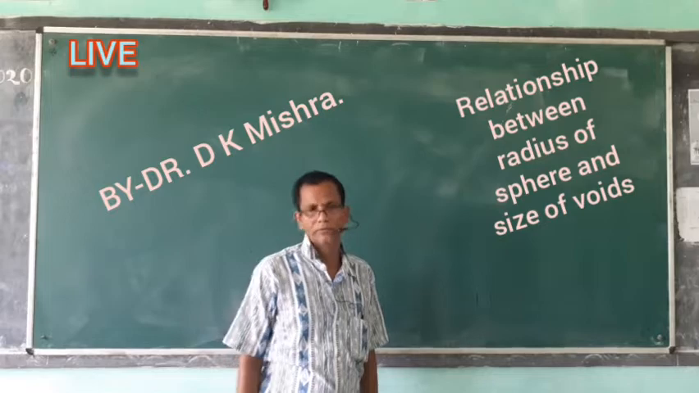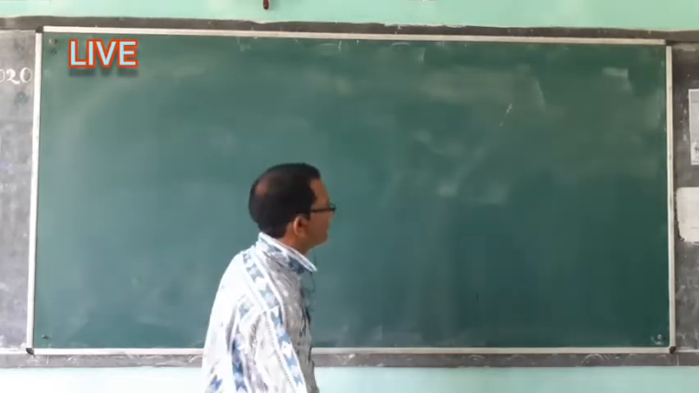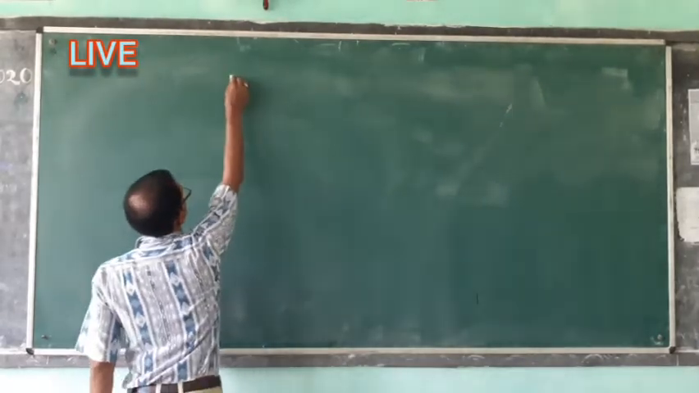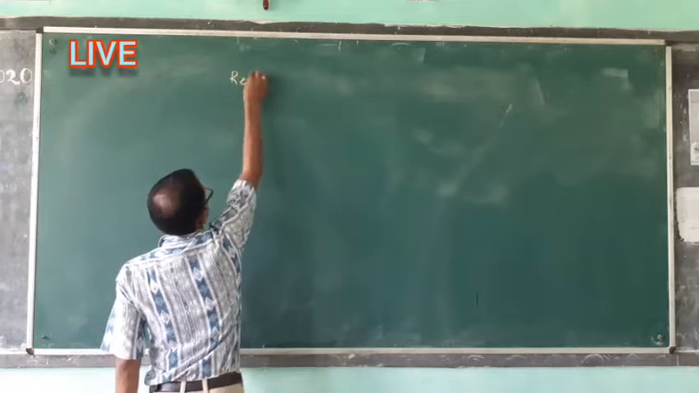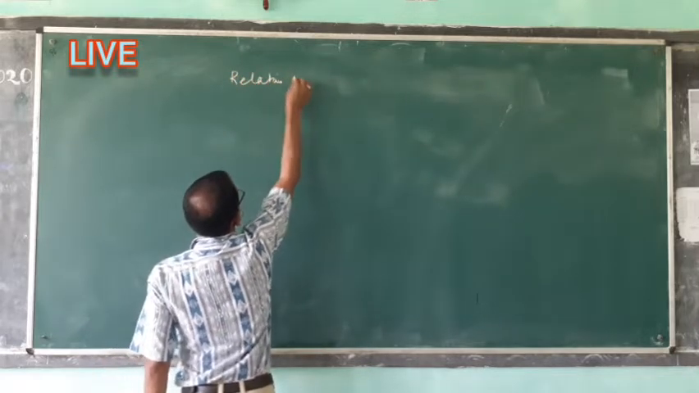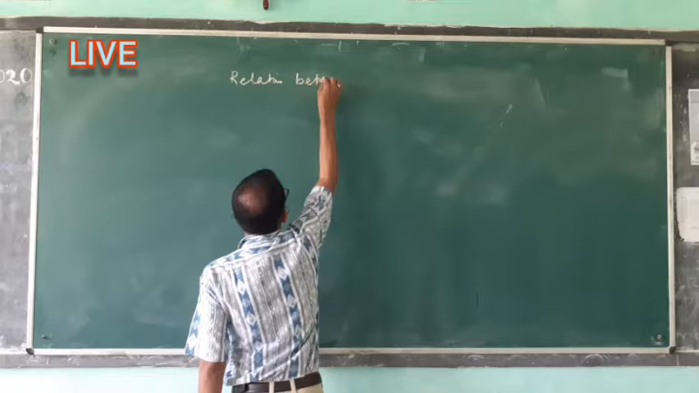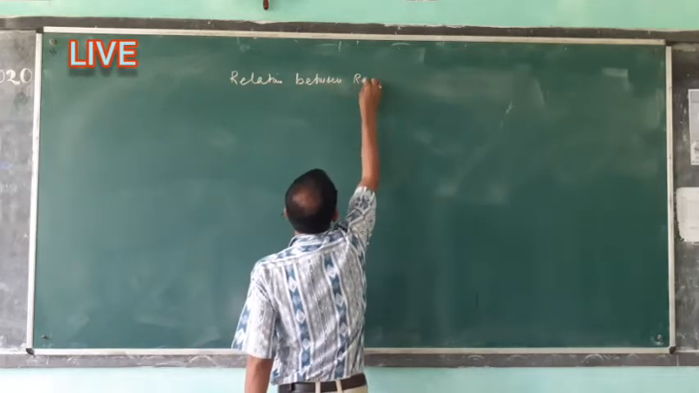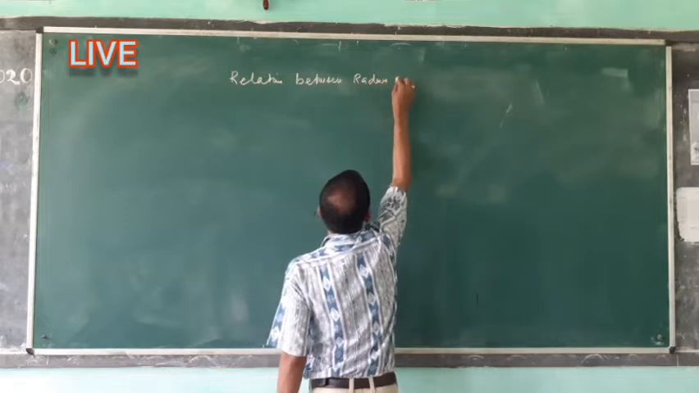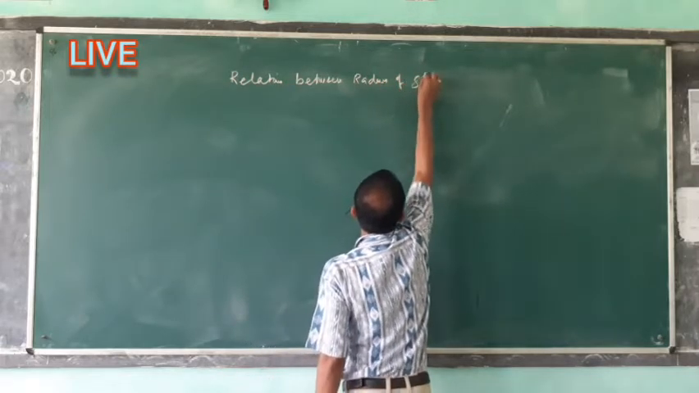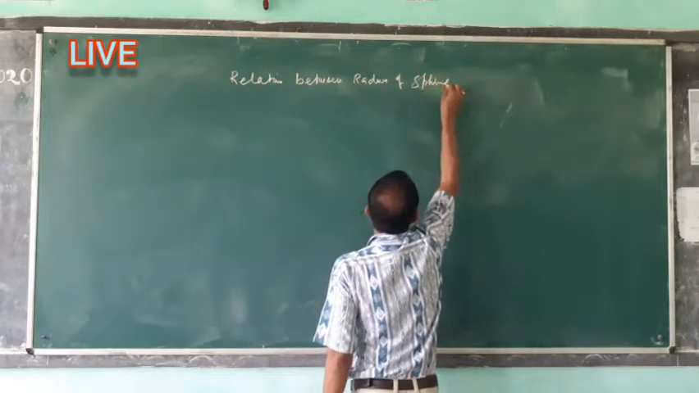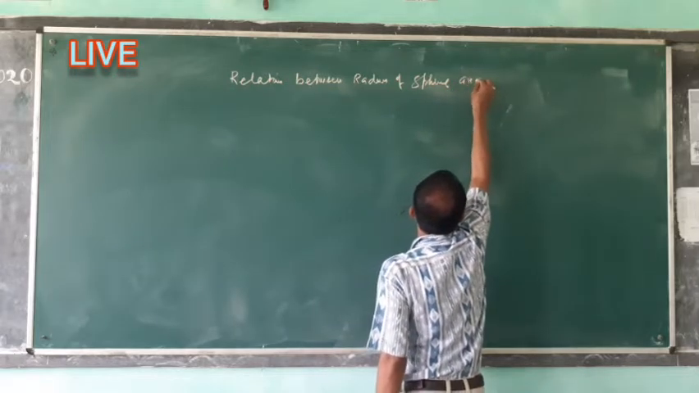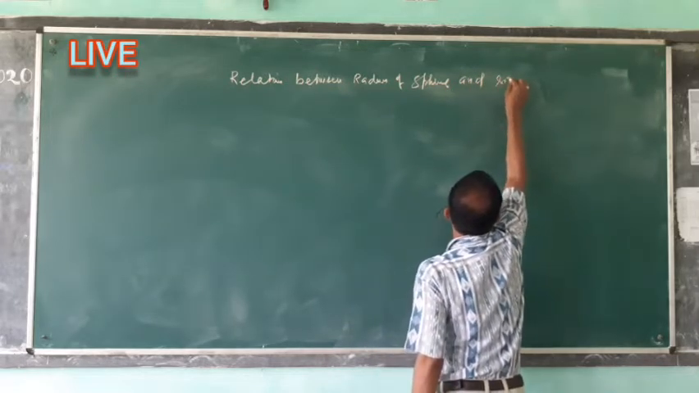Today we'll discuss the topic: the relation between the radius of a sphere and the size of voids.